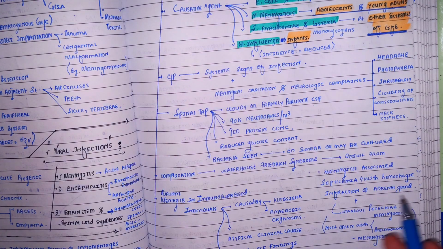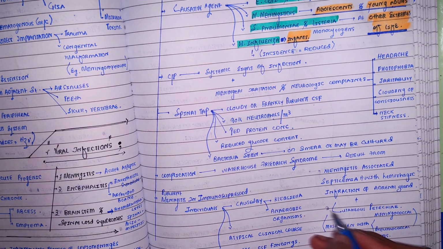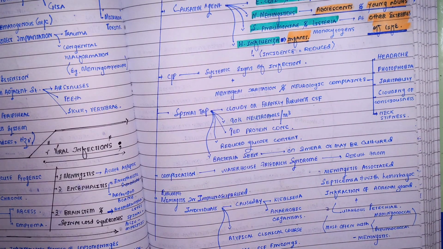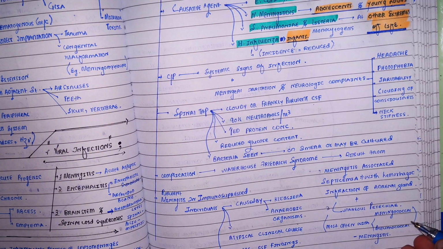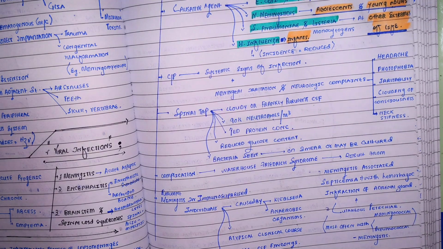Number two will be cutaneous petechiae formation. And this is most often seen with meningococcal meningitis and pneumococcal meningitis. You understand what I'm trying to say, beta?